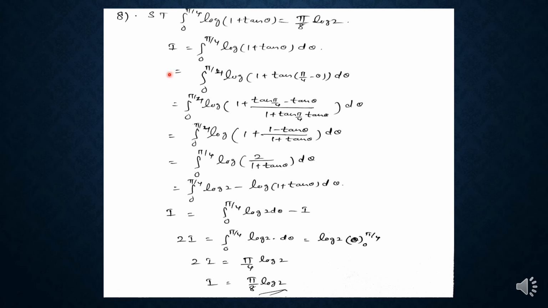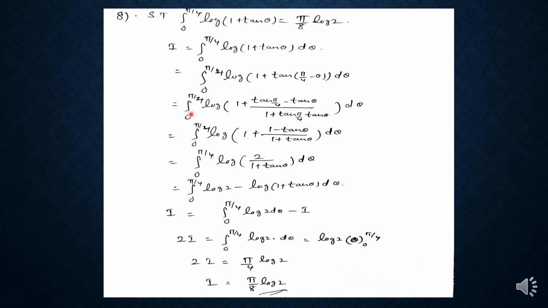To prove this, let us take the given integral I equals integral 0 to pi by 4 log of 1 plus tan theta d theta. By using the property integral 0 to a f of x dx is equal to integral 0 to a f of a minus x dx, that is the fifth property, and applying it in this integral, we will get integral 0 to pi by 4 log of 1 plus tan of pi by 4 minus theta, a minus x, d theta.